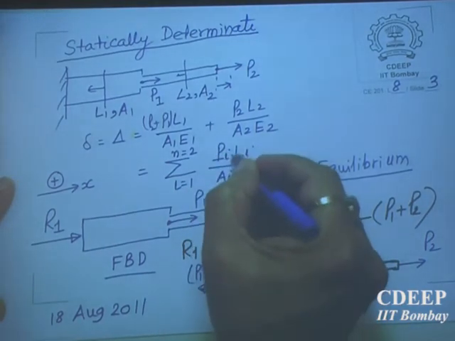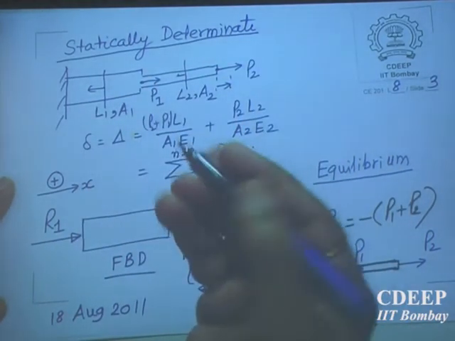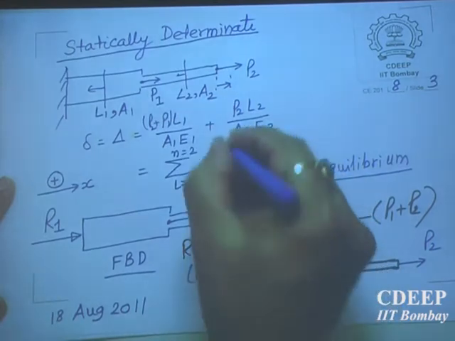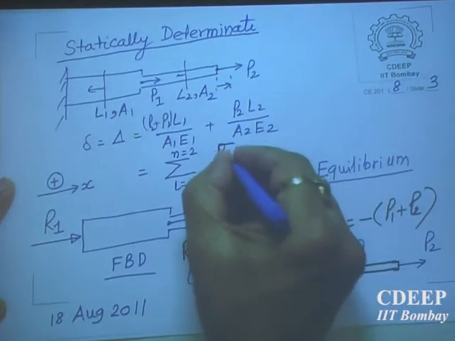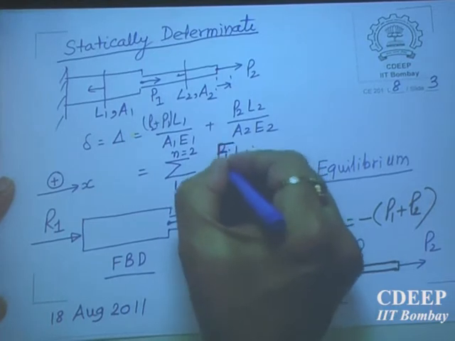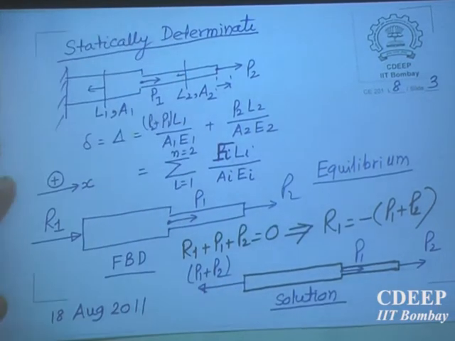So this is not right. So here, anyway, Pi means you have to find out. I will use here the letter Fi. Fi means the force in the particular rod.